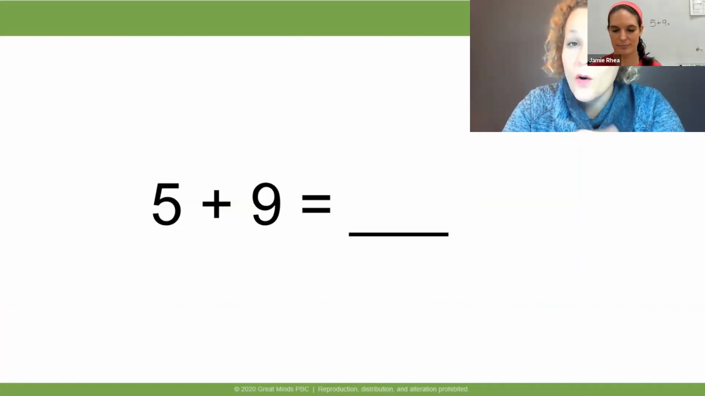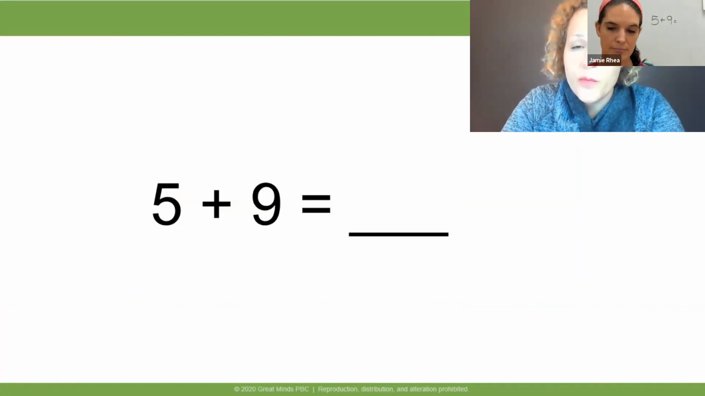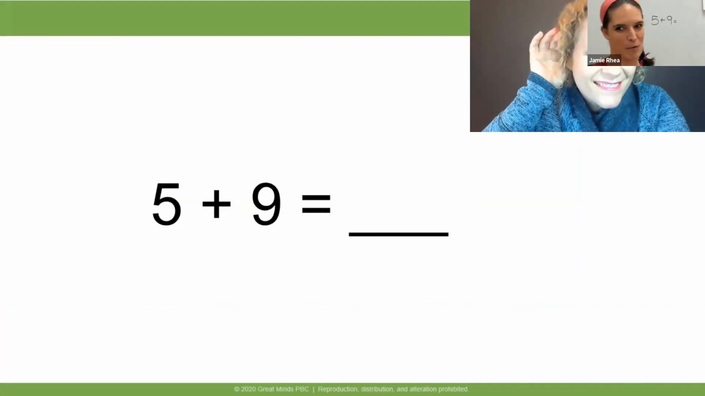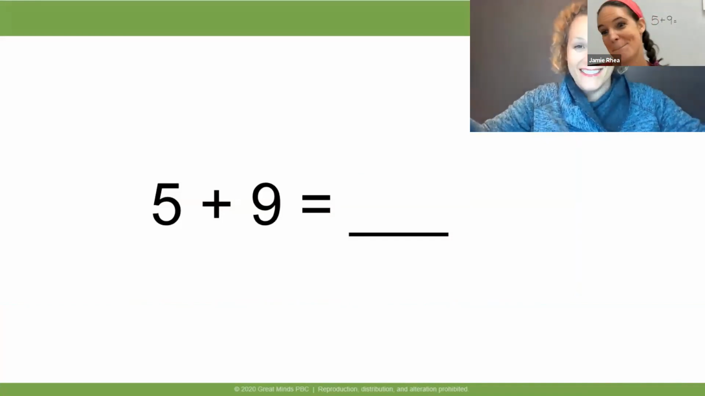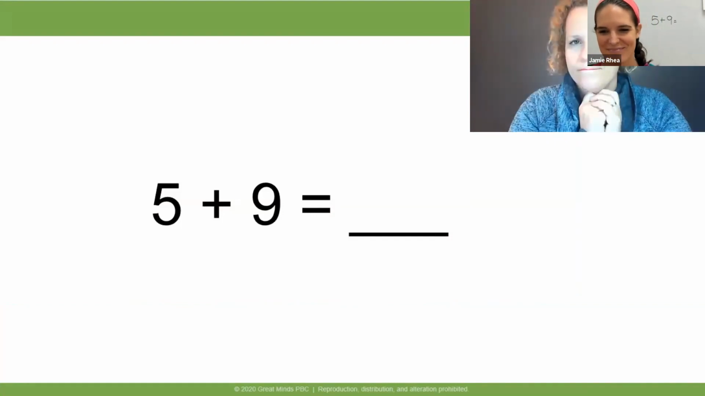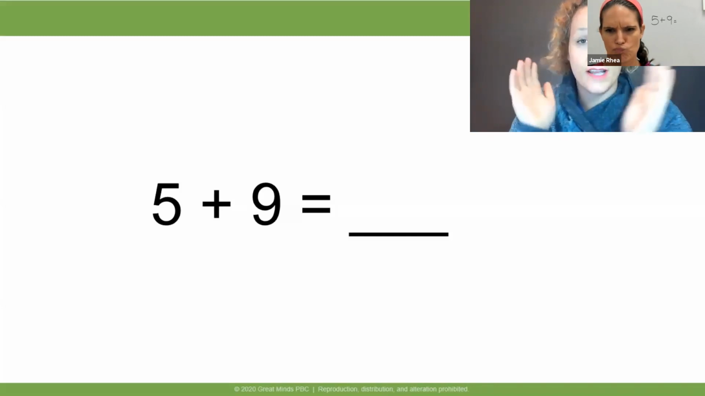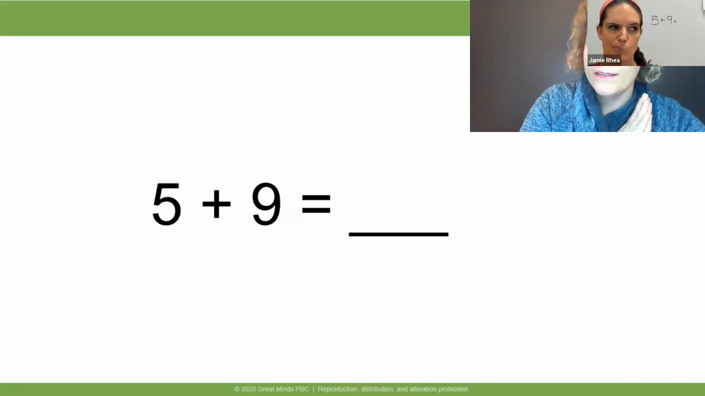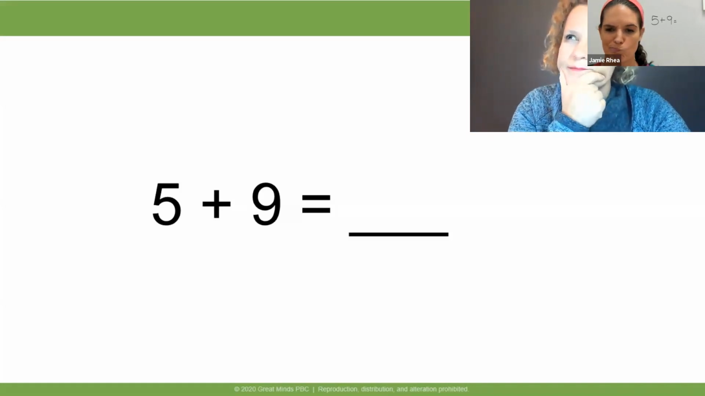Turn and tell a partner, or you can say it out loud to me, what would be an efficient way for us to solve 5 plus 9? Make 10. We've been making 10. I think it's going to be make 10. Yes, make 10. I love making 10. Which add-in should I use to make 10? Should I make 10 with 5? Or should I make 10 with 9? Let's think about that.